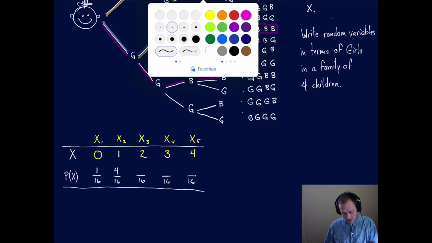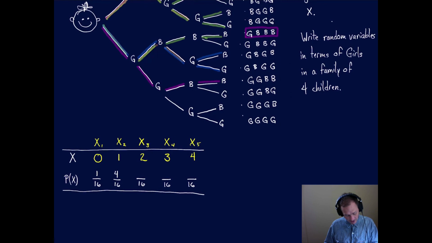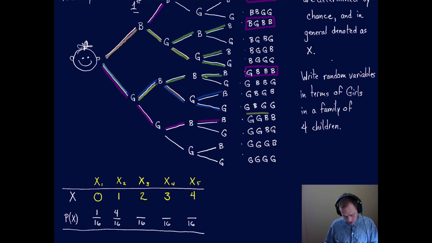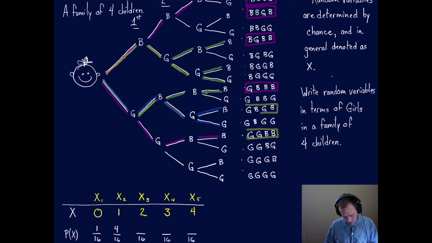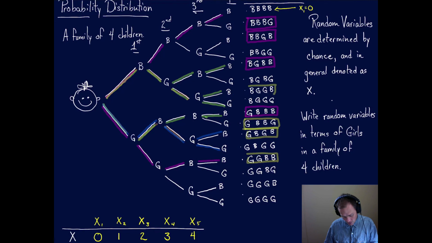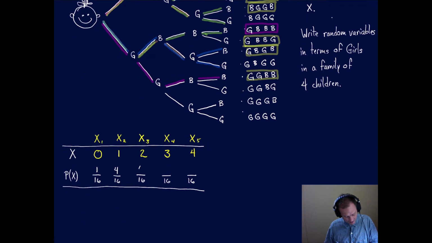Let's try a different color, like this nice yellow highlighter. Let's find families with 2 girls. Oh, here's 1. 2. Right above it, 3. 4, 5, 6. It looks like a count of 6. Okay, so let's record that: 6/16. Then the next one is we want families with 3 girls.